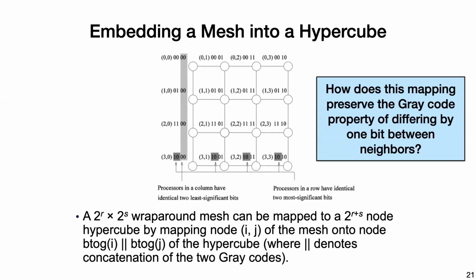Okay. Oh yeah, how does this preserve the Gray code property? You still want every neighbor to differ by 1 bit. So if we use the scheme, how would you show that you still preserve the property that you differ by only 1 bit? Yes. Only either move the x to y axis.